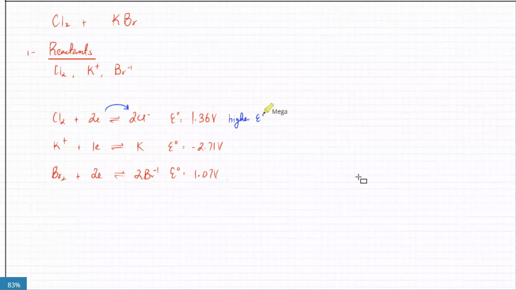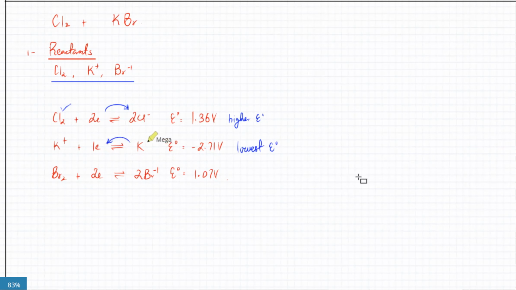So this one, that's your high E naught. And I told you that you have to ensure that it's your reactant that is gaining electrons. So it is Cl2. We do have Cl2 as one of our reactants. So it's got to be one of our reactants. And then I'm going to figure out who loses electrons. The one that has the lowest E naught is the one that's going to lose electrons. This is the lowest E naught. That means it's the one that's going to lose electrons.